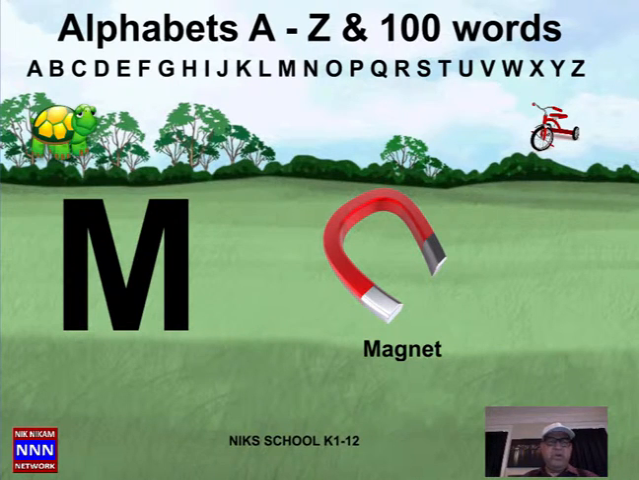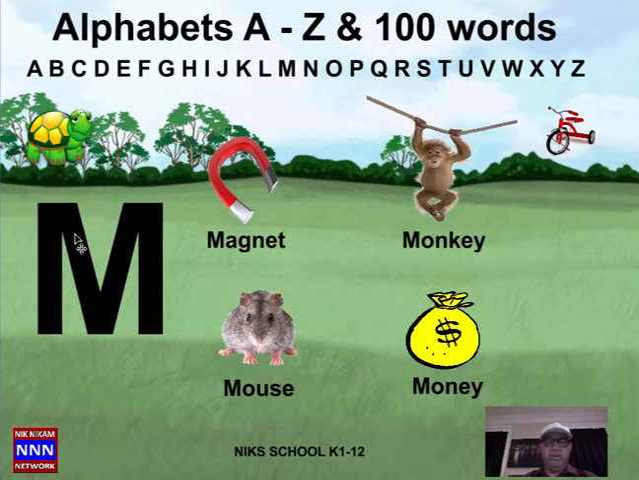Okay, let us go and look at some more examples of M. We have magnet. You know who this is? This is a little monkey hopping on the rope. Look at this, he's holding on the rope and trying to jump. Monkey. And what is this? This is a mouse. Oh, you don't want a mouse in the house. This is a mouse.